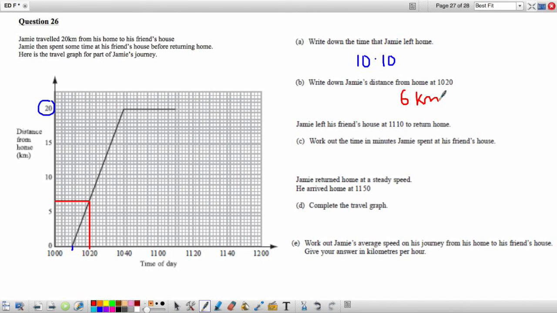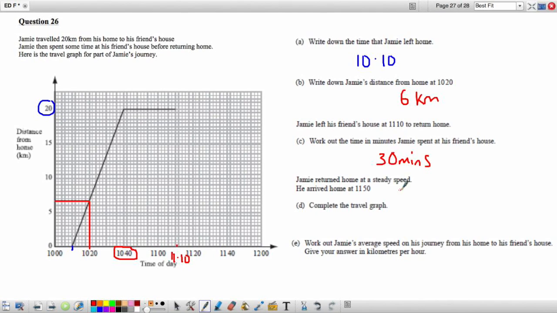Jamie left his friend's house at 11:10 to return home. So here we have 11:10, halfway here, and we're asked to work out the time in minutes Jamie spent at his friend's house. Well, he arrived here at 10:40 and he's leaving here at 11:10. So altogether 30 minutes.